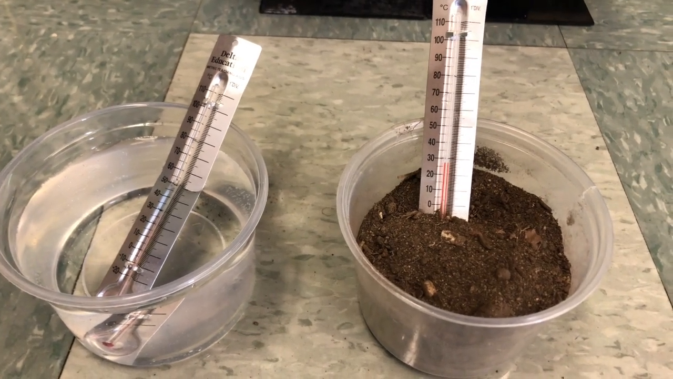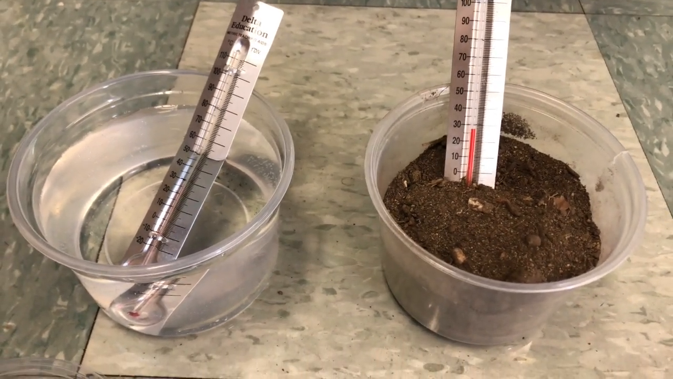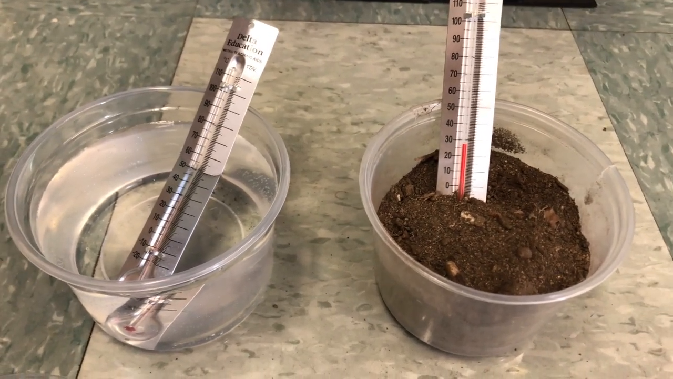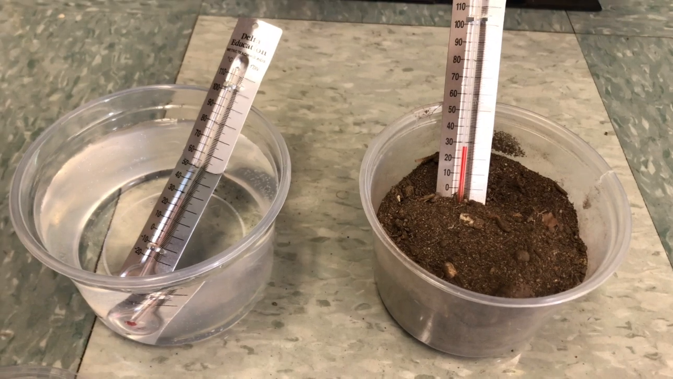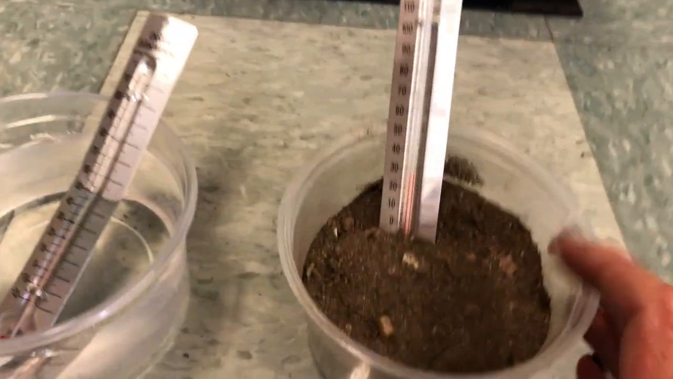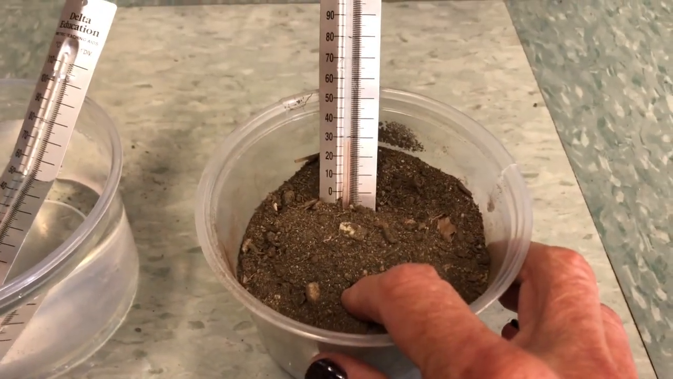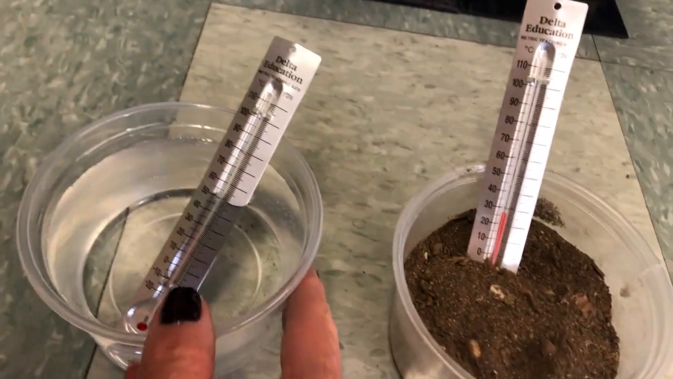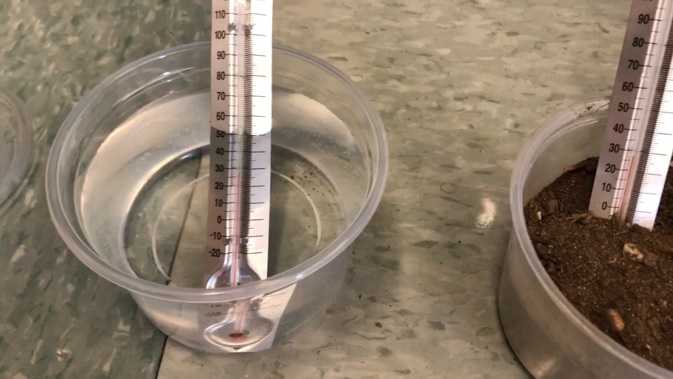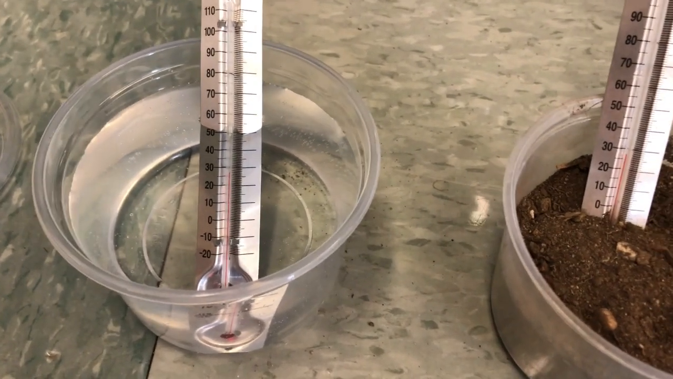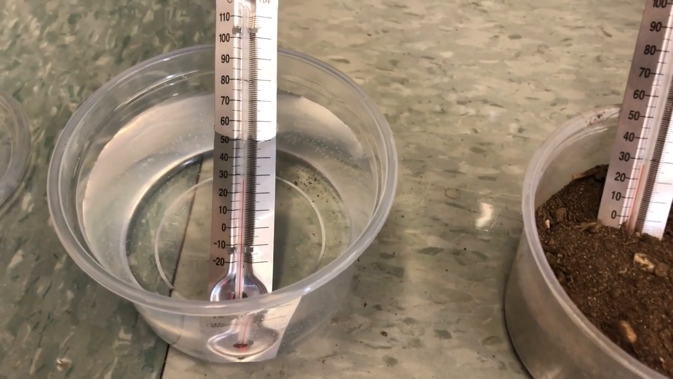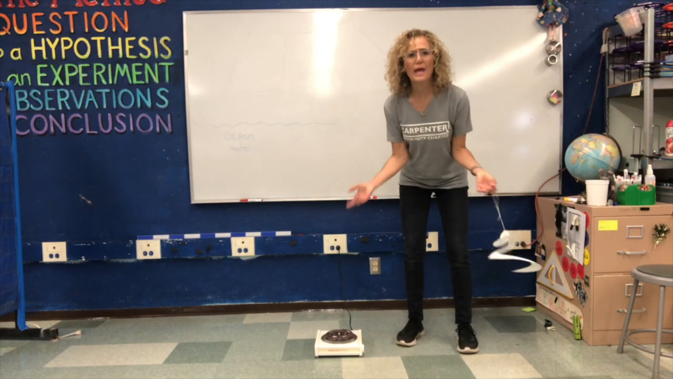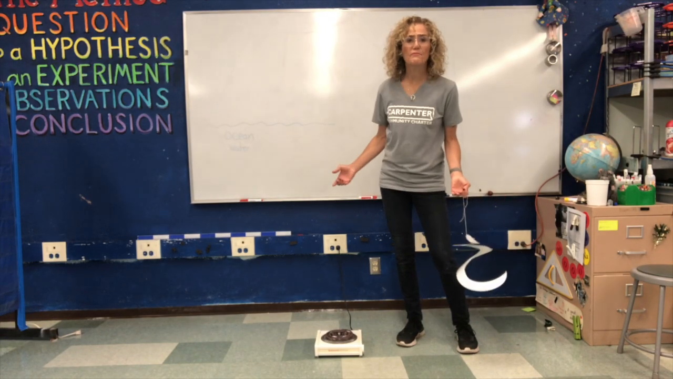Now, if I remember correctly, the soil got pretty hot, almost to 40 degrees Celsius. The water didn't get that hot, but it also hasn't really cooled down. So it appears to me that the soil heats up pretty fast, and it also cools down pretty fast. It appears to me that the water takes a long time to heat up, and it also takes a long time to cool down.